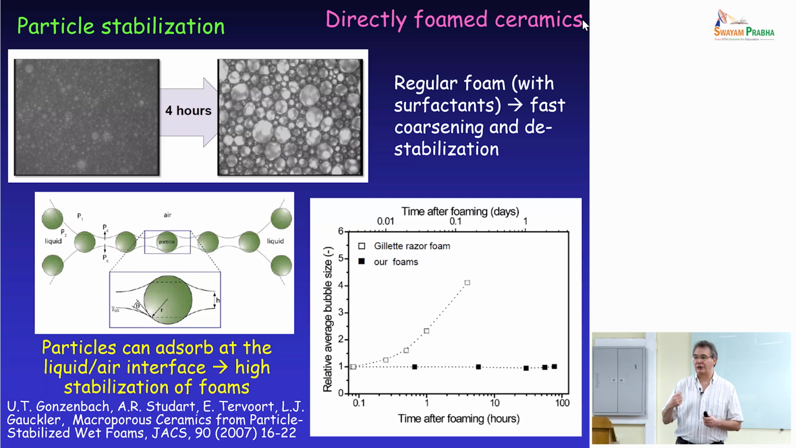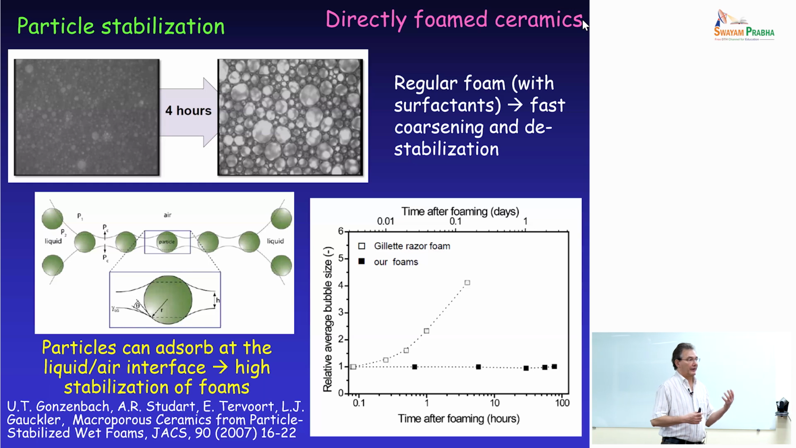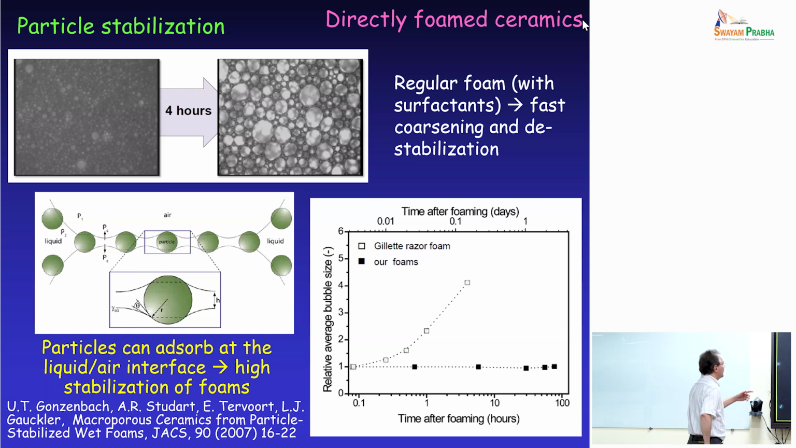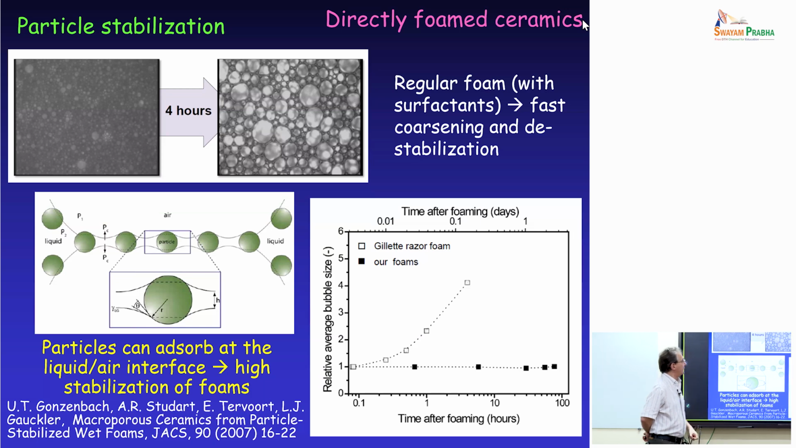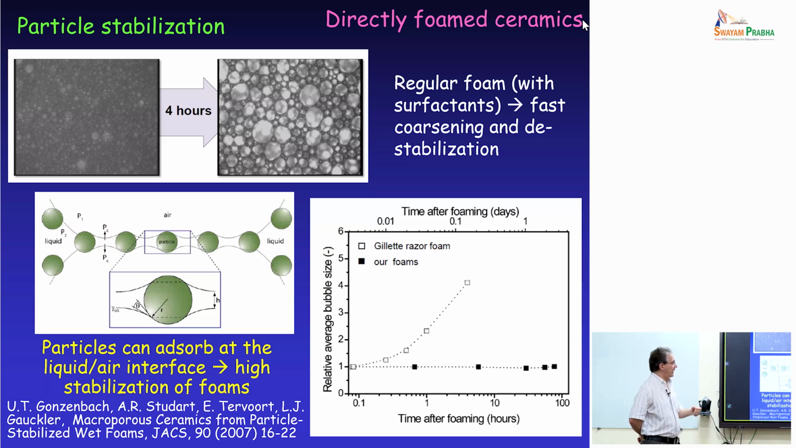So this means that all the processes that lead to the collapse of the foam are very inhibited. And this leads to the possibility, for instance, of avoiding coarsening of the pores, which is the coalescence of bubbles, and with the disappearing of the small bubbles and the increasing size of the large bubbles. And you can see here, for instance, with the regular foam with surfactants, after 4 hours, this is the initial foam. You can see the small bubble size. And after 4 hours, you have fast coarsening and then the destabilization, drainage, and film rupture with the collapse of the foam.